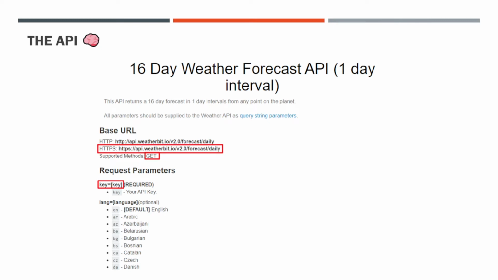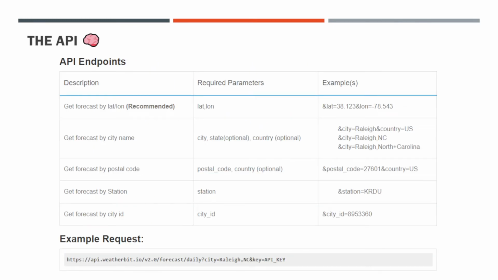In this case, they're expecting the key to be known as key and the value to be your API key. So question mark, key equals your API key. Stick that in the URL, and that's you authenticated. Now, what they're also expecting you to do, again, as key value pairs go, is inject in where you actually want the weather for.